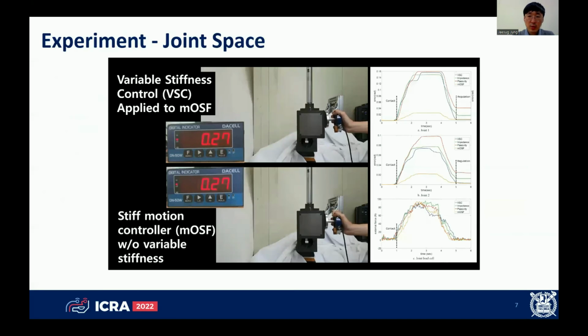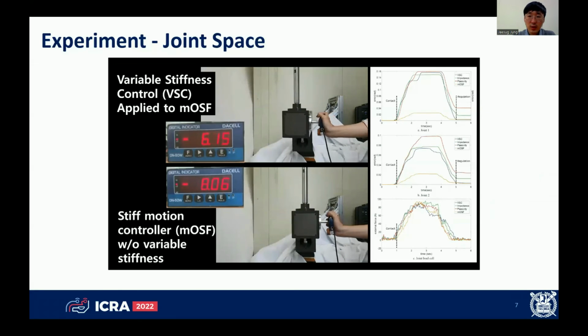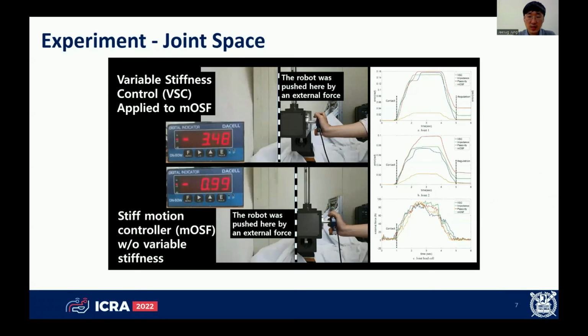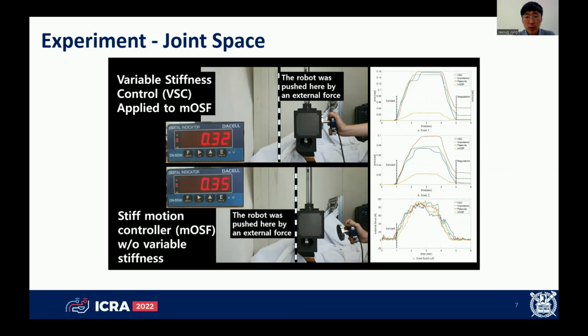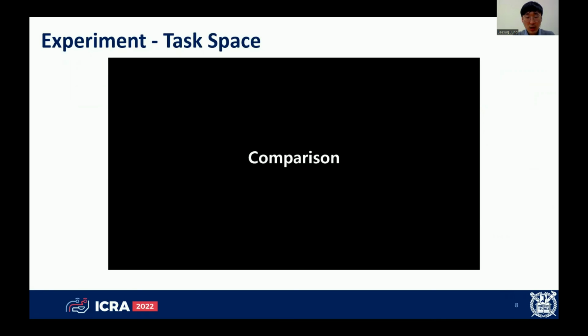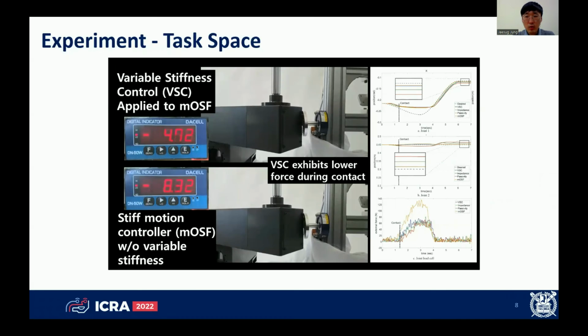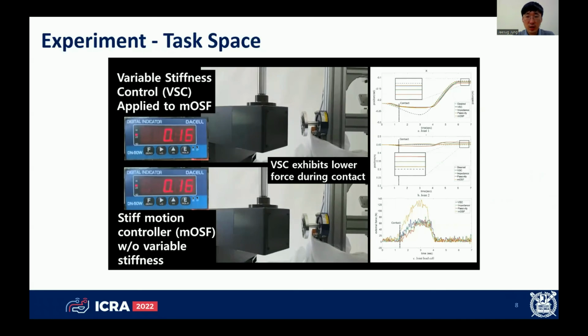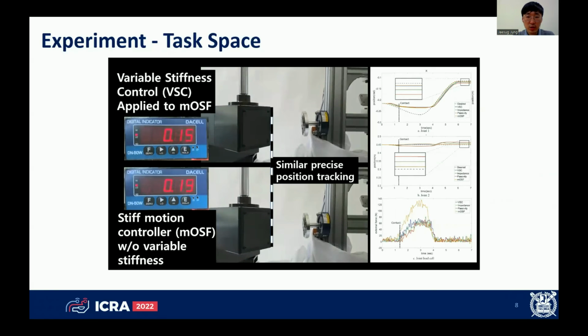In the joint space experiment, it can be seen that the variable stiffness controller is pushed better against external force than a fixed high gain controller, and it returned to its original position as well as the high fixed gain controller. In the task-based experiment, it was found that variable stiffness control exerts low contact force during collision and shows tracking as great as a fixed high gain controller in free motion.